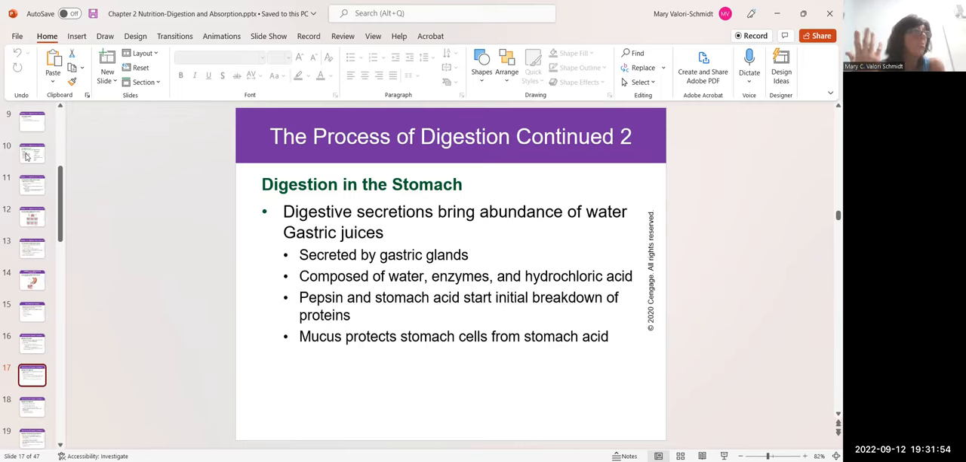Anybody ever have heartburn? That's uncomfortable, right? You get that burning feeling. So what's going on is that hydrochloric acid is supposed to stay in your stomach. When you're pregnant, you will get heartburn. You just will. The bigger you are, the worse the heartburn, because the baby's pushing on your stomach and pushing that acid up and it burns. So that's why that acid is not supposed to be anywhere else except in your stomach. That's the only place that can handle that strong of an acid.